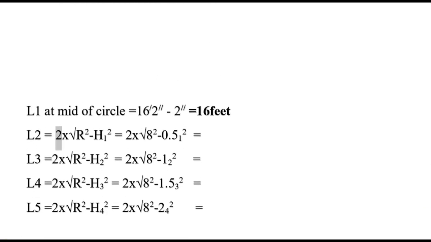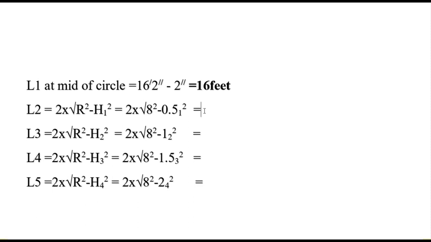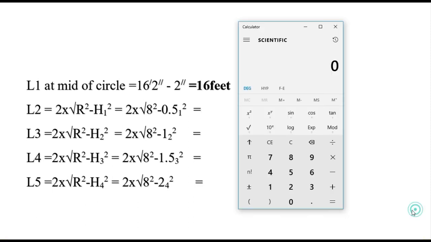Now I will calculate this on the calculator. 8 square minus 0.5 square, then I take under root of this whole equation, 63.5, then multiply it with 2. Oh sorry, here we made a mistake in calculation. Let's calculate the L2 length.